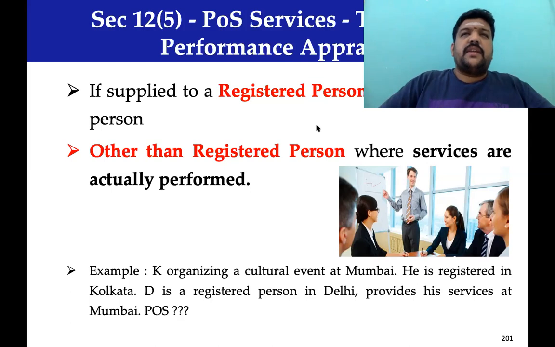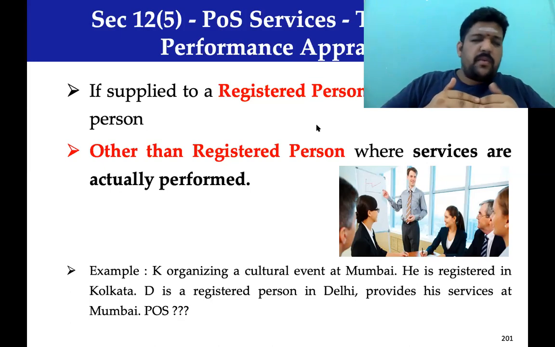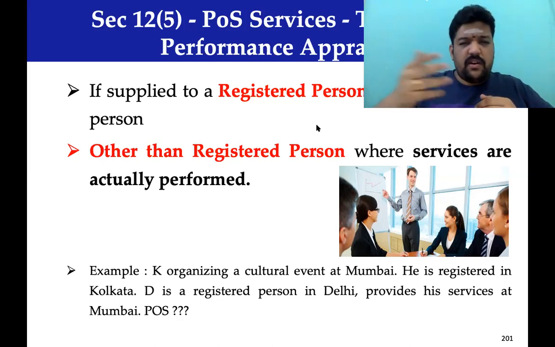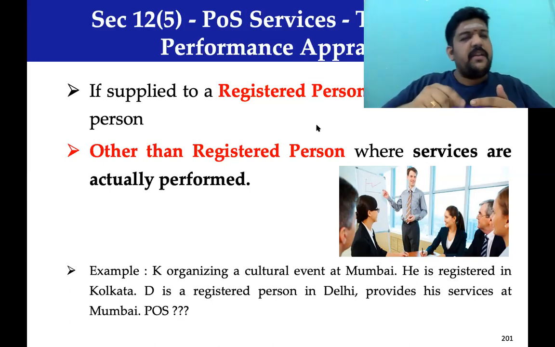If an organization provides its services to R Limited, which is registered in Delhi, then the place of supply for this transaction is Delhi. However, the whole event, the whole training activity, would happen in Bombay. Where it is happening is not relevant when your recipient is a registered person.